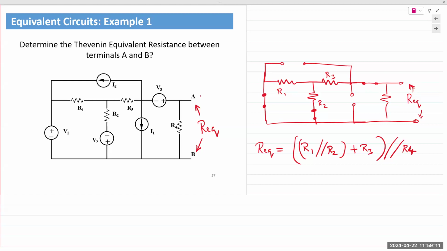Do not remove sources for the Norton or the Thevenin circuit. Because if you remove any of the sources, then the circuit's completely changed. It's incorrect. So make sure you understand the concept of setting up the problem.